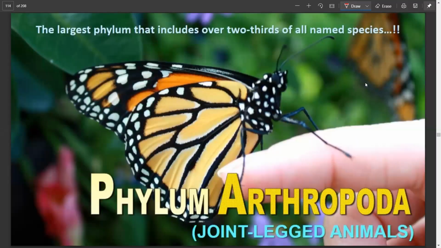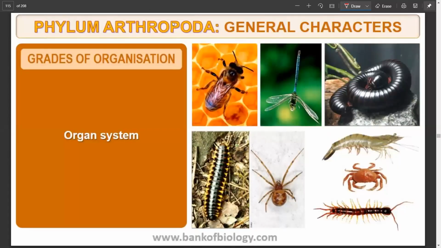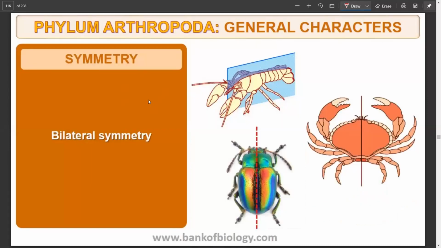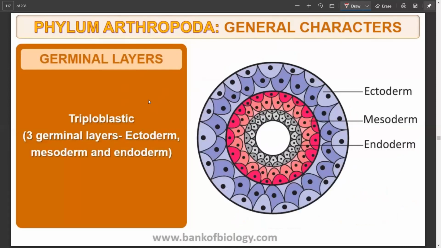That is the largest phylum, the phylum Arthropoda, or the jointed legged animals. It is one of the largest phyla, covering almost two-thirds of all the named species. All insects belong here. Again, the organ system level of organization is common, with bilateral symmetry and triploblastic.